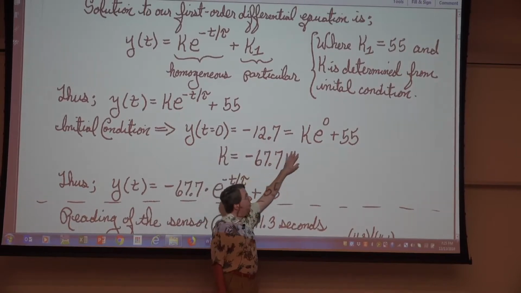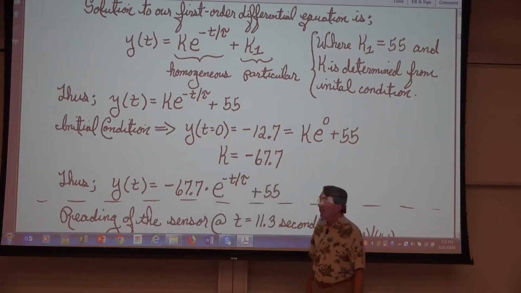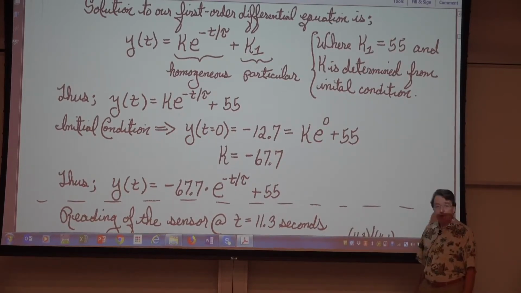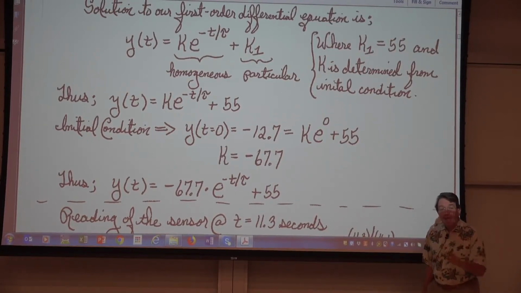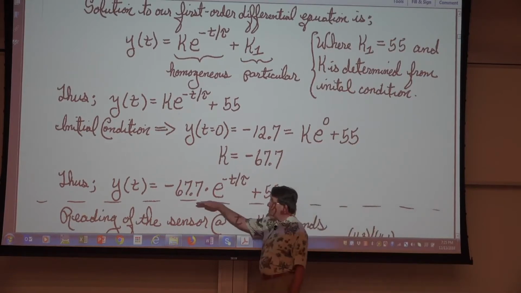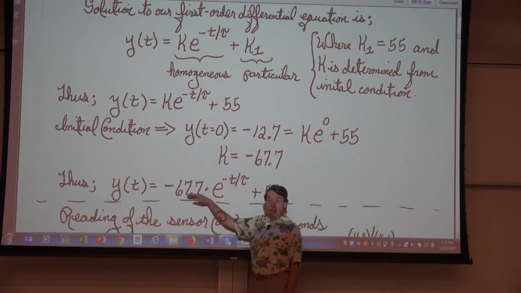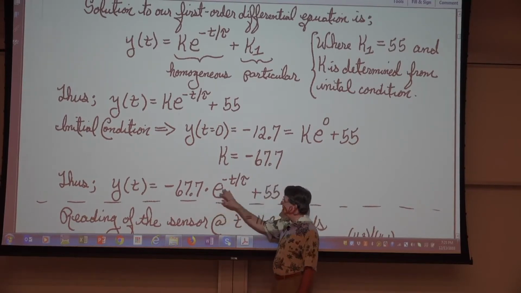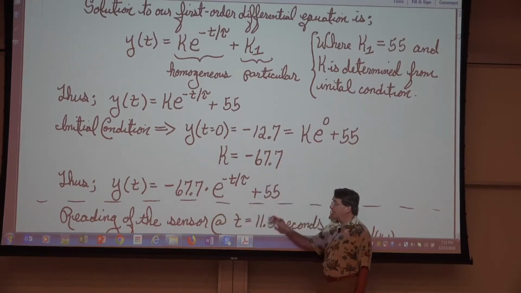And that's equal to k e to the minus t over tau plus 55. And what I get is minus 67.7 for k. So the first thing I get that's of importance here is this equation. And it's the right notation. The output, y of t, equals minus 67.7 times e to the minus t over tau plus 55.